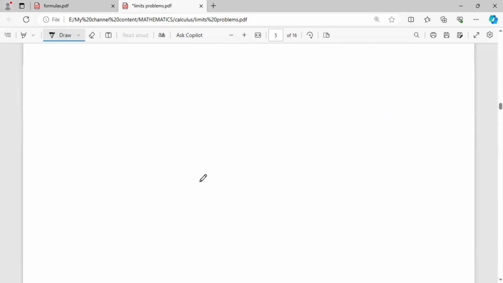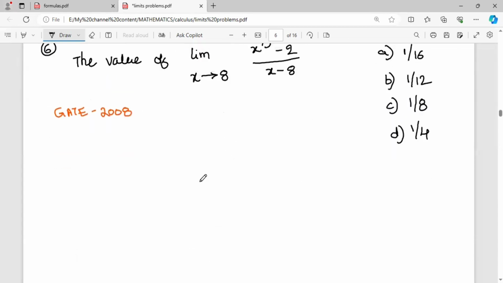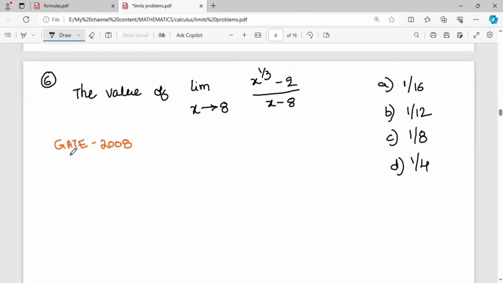Next, one more problem. This is a 2008 question from the GATE point of view, a 1 mark question in 2008. Next, coming to this one, it is very difficult, which means it needs some change, a different method.